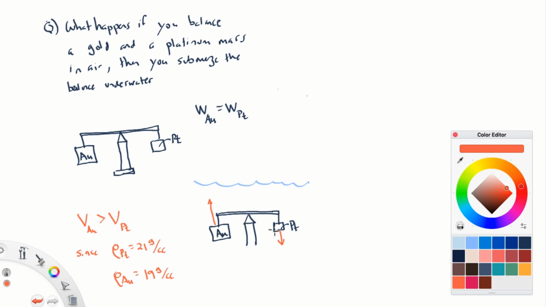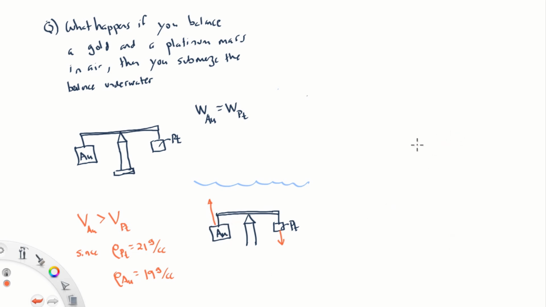When you put it underwater, remember that the buoyant force acting on each block is equal to the weight of the water displaced. Which one displaces more water? The gold displaces more water because it has a larger volume. Hence, the buoyant force acting on the gold is greater than the buoyant force acting on the platinum. So although the weights remain the same, the buoyant force on the gold is bigger, and hence it will no longer be balanced.